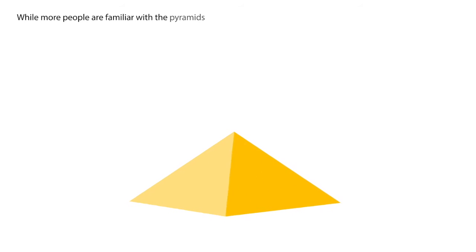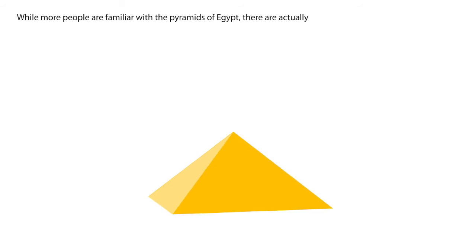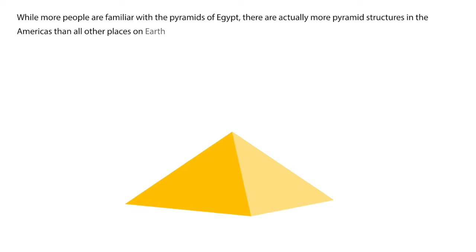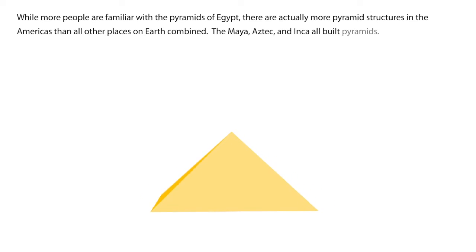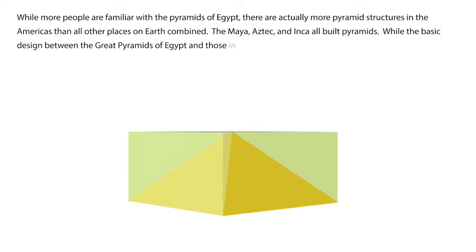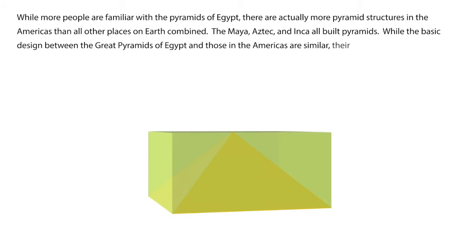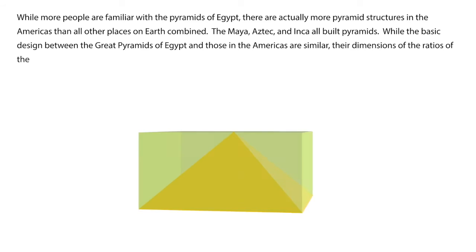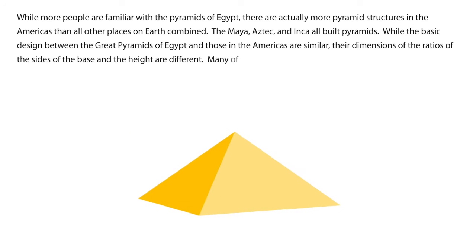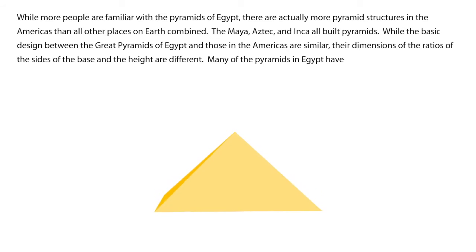While more people are familiar with the pyramids of Egypt, there are actually more pyramid structures in the Americas than all other places on Earth combined. The Maya, the Aztec, and the Inca all built pyramids. While the basic design between the Great Pyramids of Egypt and those of the Americas are similar, the ratios of the sides of the base and the height are different. So the Egyptians' pyramids are kind of taller.